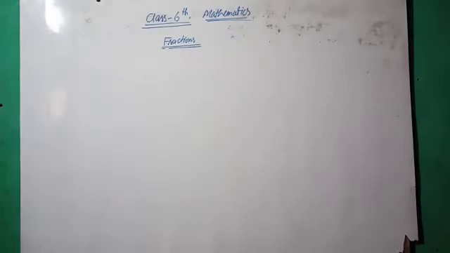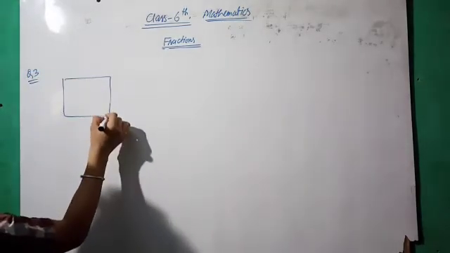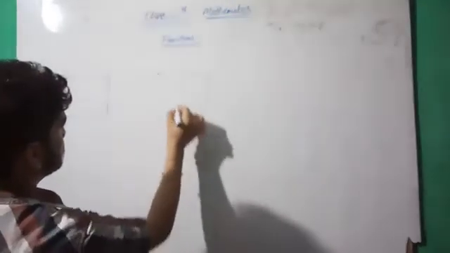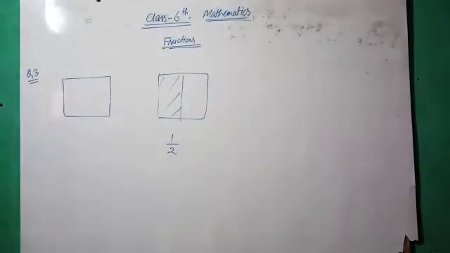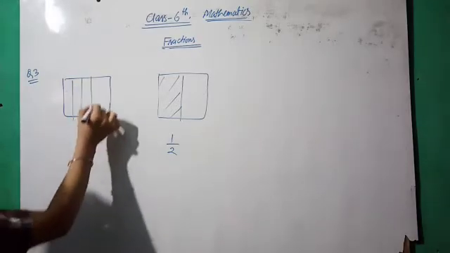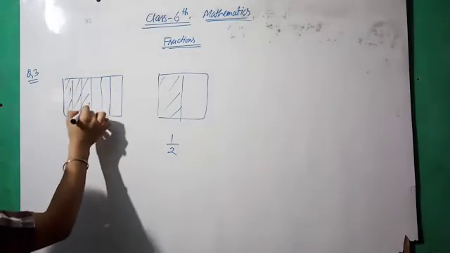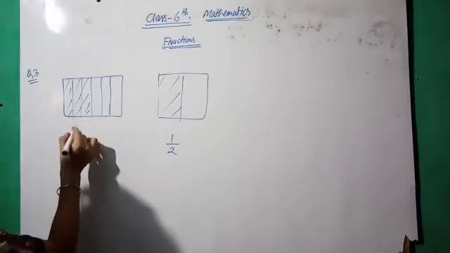Now we can draw this. Question number three. We have two parts. In this we have two parts, 1/2. And the second one, in this we have a total of 6 parts, out of which 3 are shaded and 3 are unshaded. So this is the fraction 3/6.